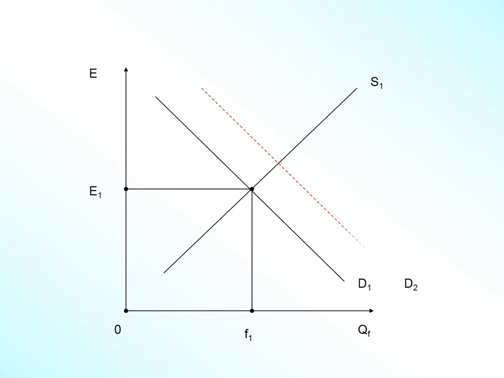Other things being equal, an increase in the demand for dollars will increase the equilibrium exchange rate and the quantity supplied of dollars in the market. The new market equilibrium is at E2 and F2. This represents a stronger US dollar in the foreign exchange market.